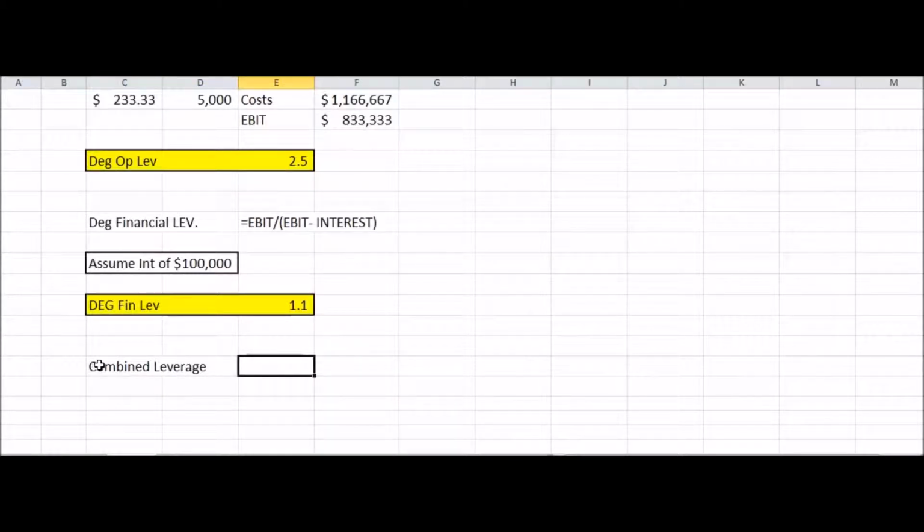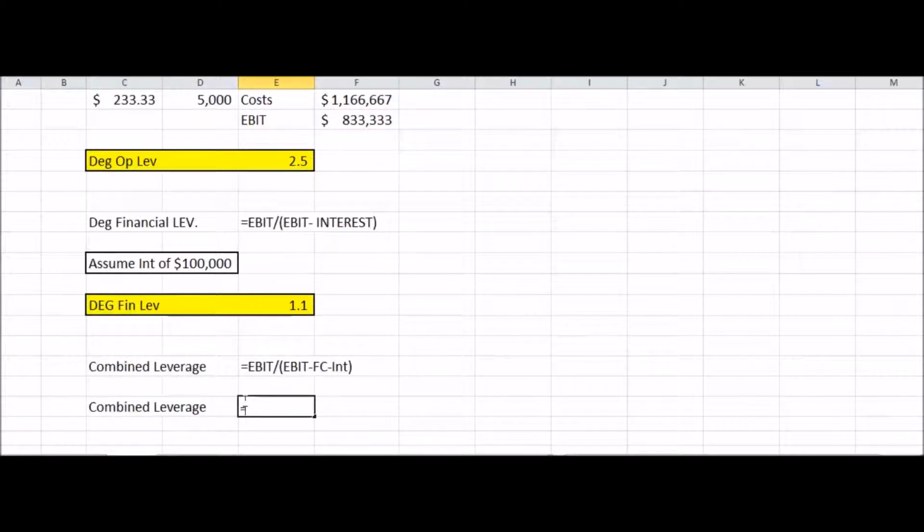Finally, we want to talk about combined leverage. Our combined leverage is calculated by taking the earnings before interest and taxes and dividing by the earnings before interest and taxes, and we subtract off the fixed cost and the interest. The more leverage you have, the higher your risk. In this particular case, let's do the calculation. The combined leverage is equal to my earnings before interest and taxes divided by the earnings before interest and taxes minus my $100,000 in interest minus the $500,000 in fixed costs, and this gives us a combined leverage of 3.6.